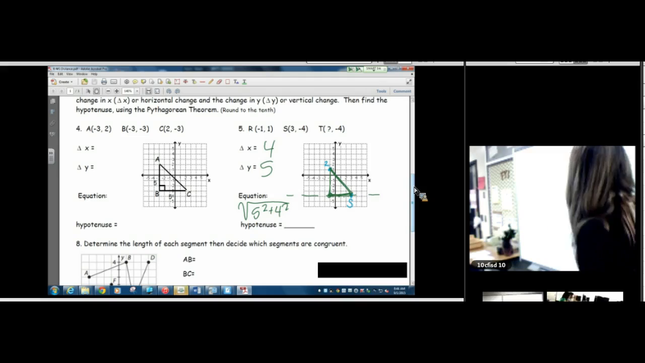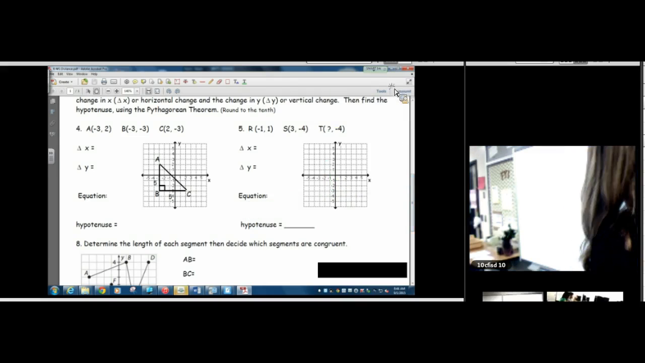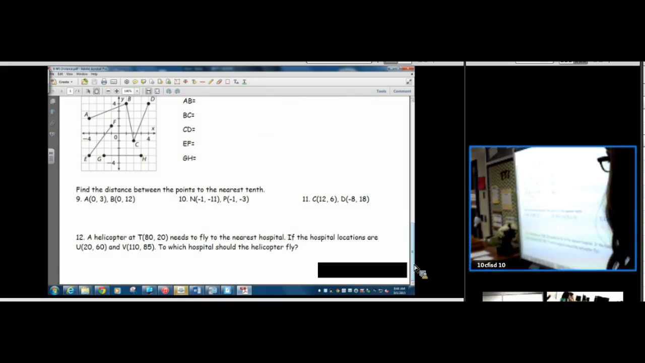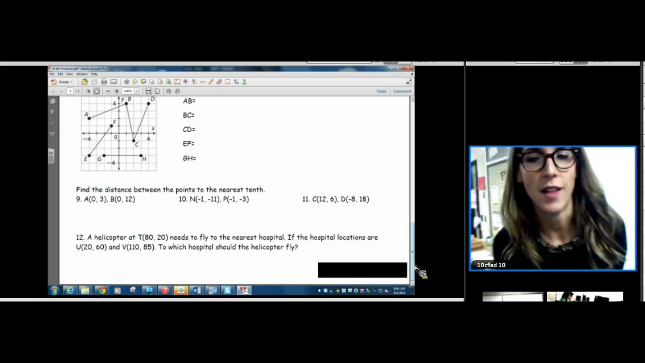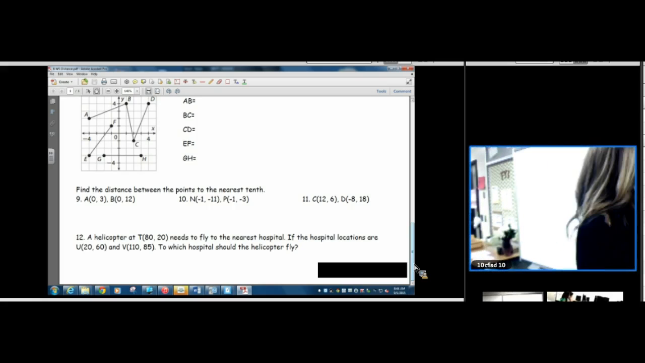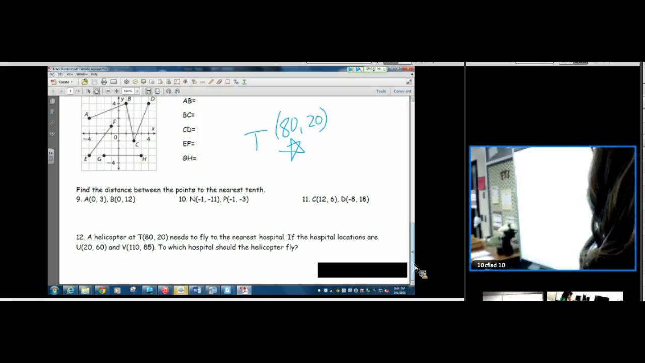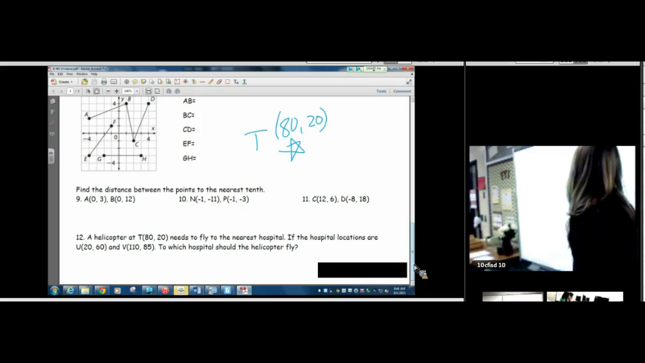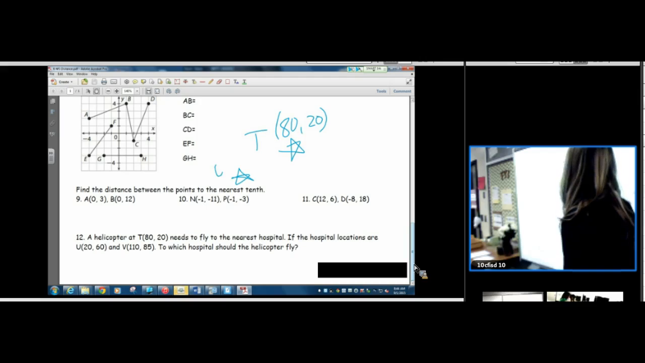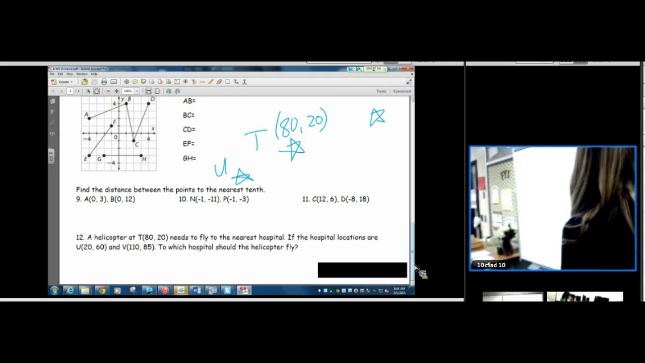Last one, number 12. A helicopter at 80-20 needs to fly to the nearest hospital. If the hospital locations are at 20, 60, and 110, 85, which hospitals should the helicopter fly? So what you're really saying is that you're here at 80-20. You have 2 choices, 2 places that you could go. You could go over here to hospital U, or you could go over here to hospital V.